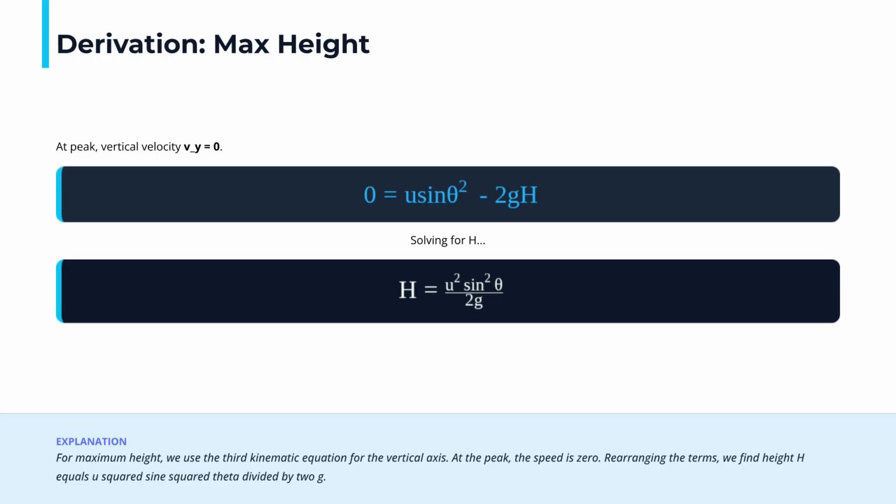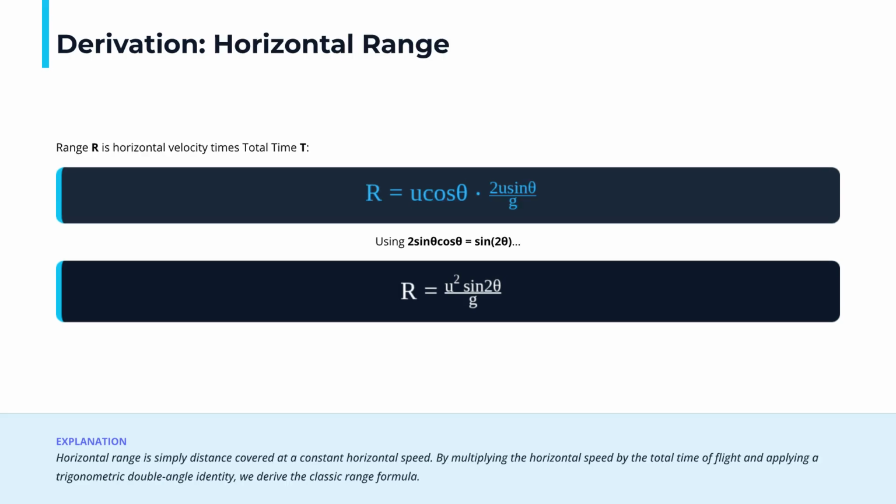For maximum height h, the vertical velocity v sub y is 0. Using the third kinematic equation, we derive that h equals u squared sine squared theta divided by 2g. Horizontal range R is the horizontal velocity times the total time of flight. By applying the double-angle trigonometric identity, we derive the classic formula for the maximum horizontal distance.